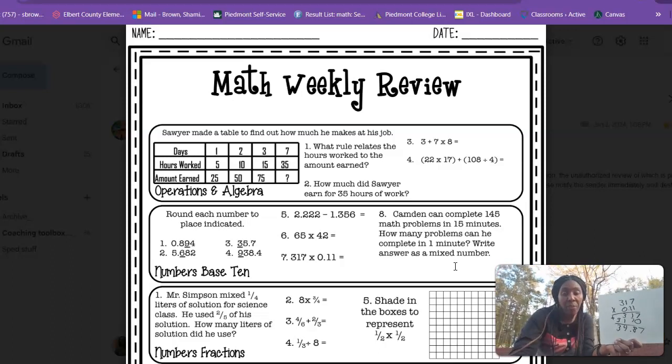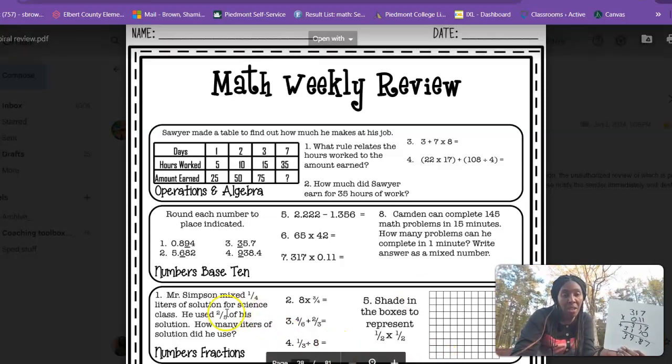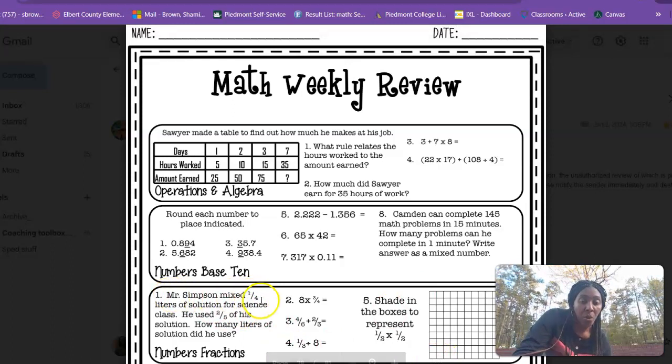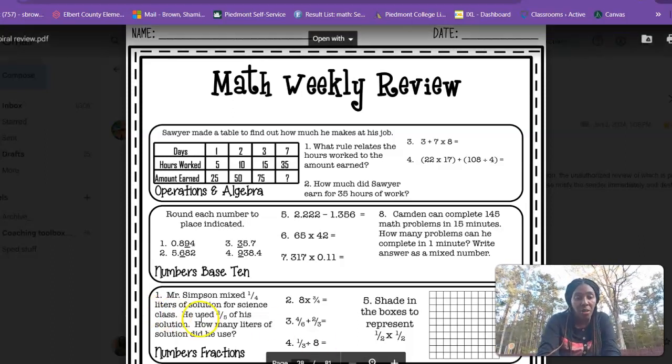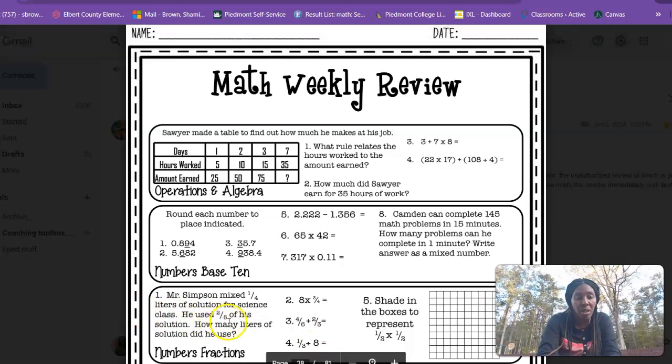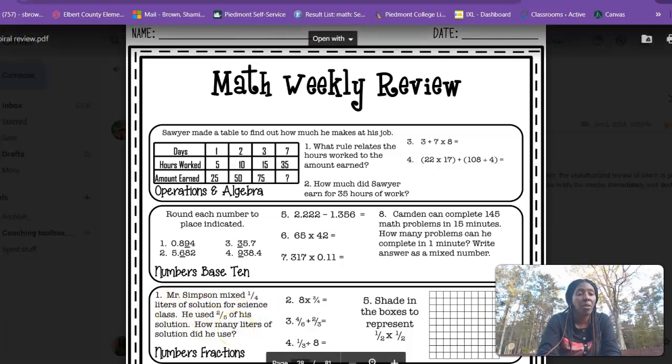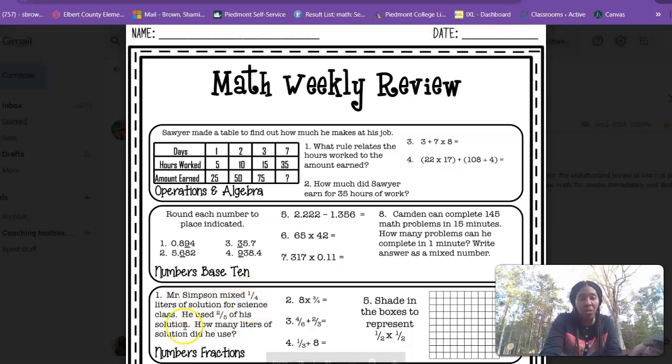And then number for Wednesday, it says Mr. Simpson mixed 1/4 liters of solution for science class. He used 2/5 of his solution. How many liters of solution did he use? So that's just a subtraction. He mixed 1/4 liters, and he used 2/5, so you have to subtract.